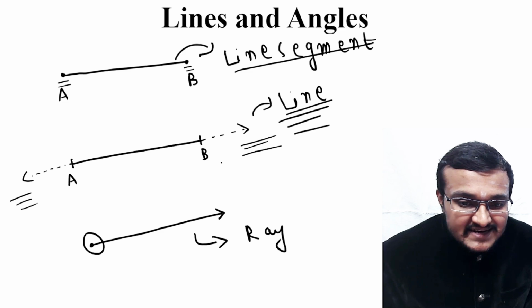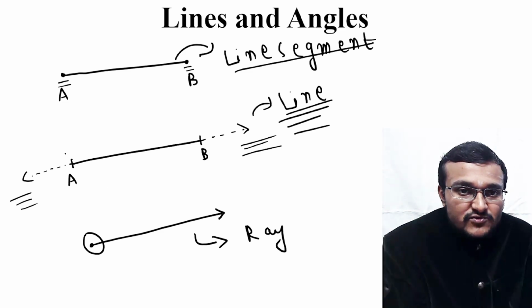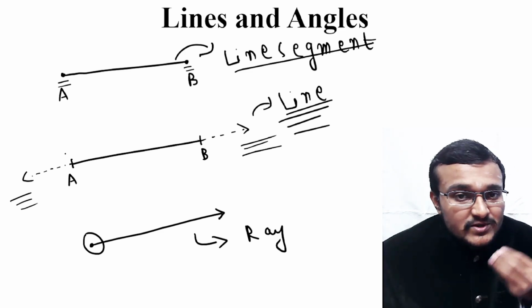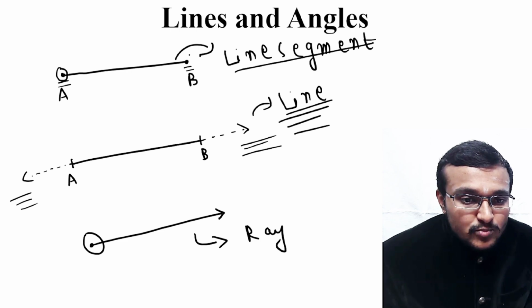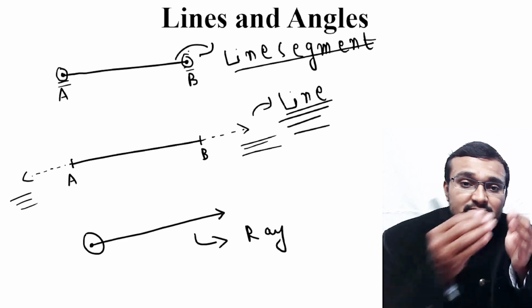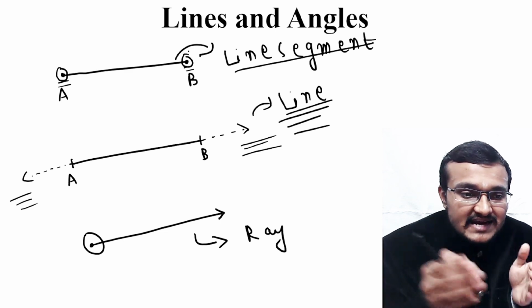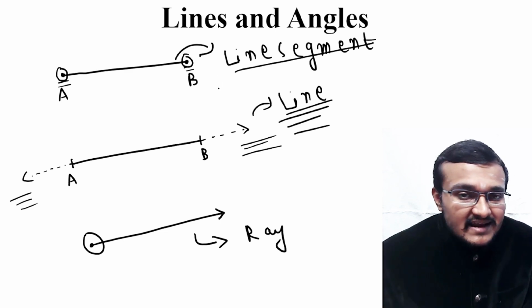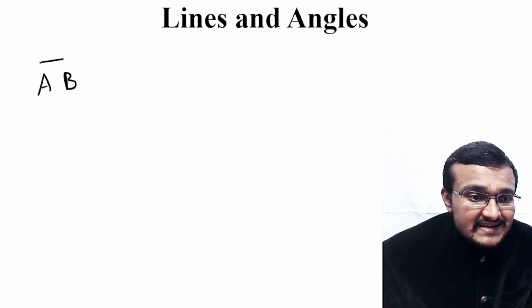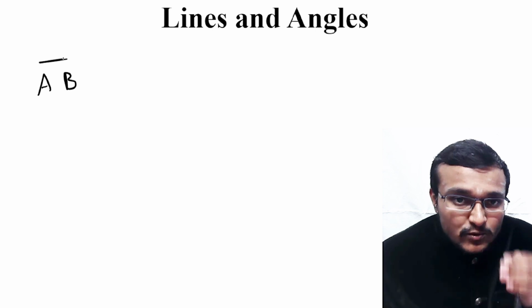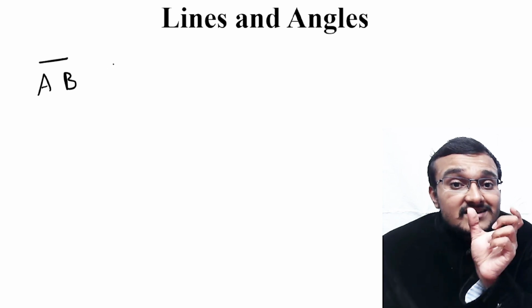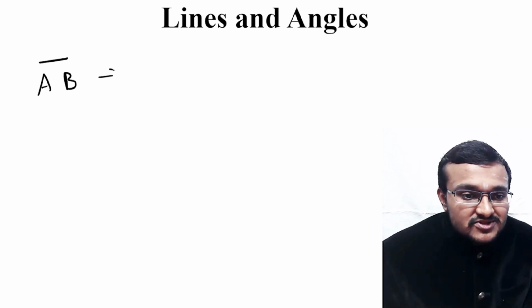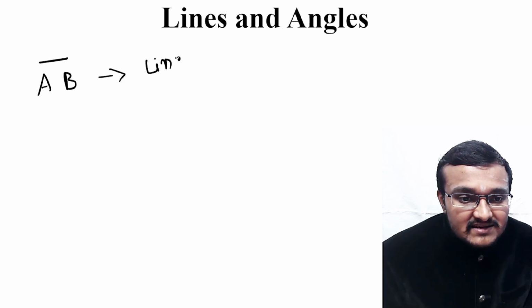Now in this particular straight line, if both the ends are moving infinitely, then that can be known as just line. If a line is terminated at 2 points, that is the starting point and the ending point, then that particular line can be known as a line segment. If I write AB and draw a bar over AB, then AB with a bar over it indicates a line segment.